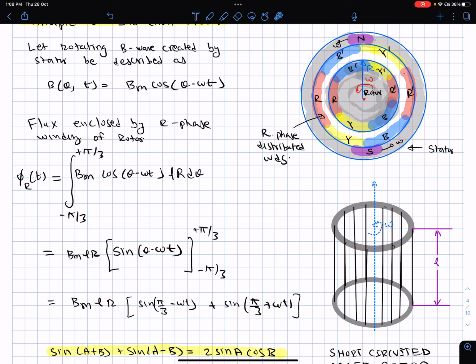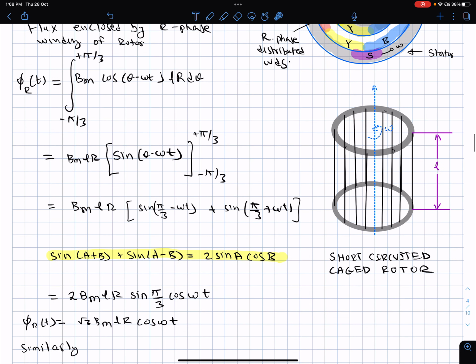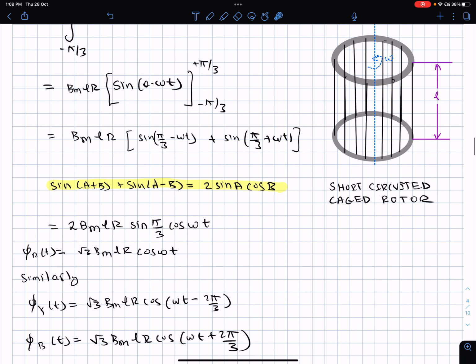Now if you integrate this with respect to theta, the integral of cosine is sine. So I write this as Bm L r sine(theta minus omega t), with minus pi by 3 on the lower side of the definite integral and plus pi by 3 on the upper side. So Bm L r times sine(pi by 3 minus omega t) minus sine(minus pi by 3 minus omega t). Take this minus outside, which makes it plus: sine(pi by 3 minus omega t) plus sine(pi by 3 plus omega t).